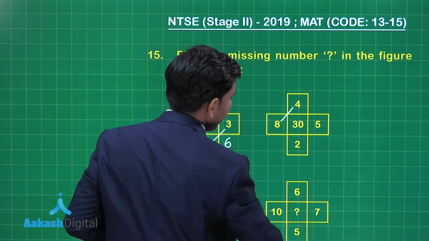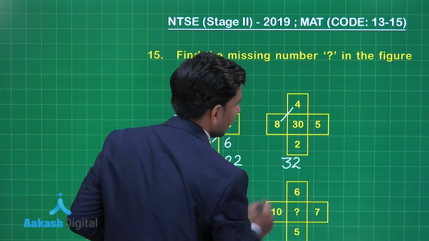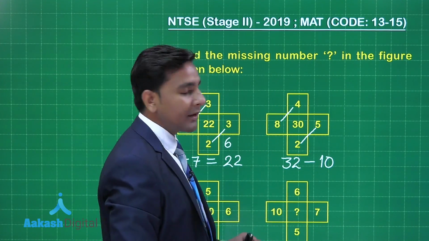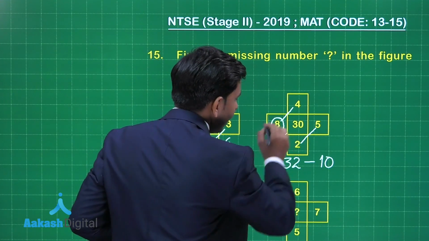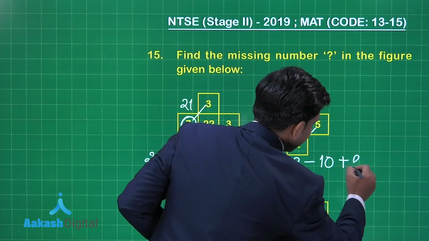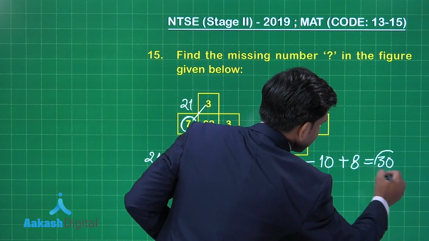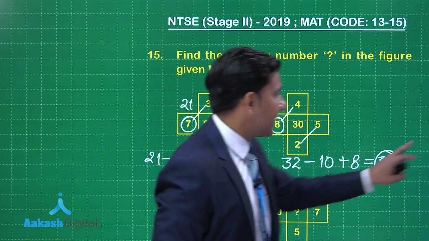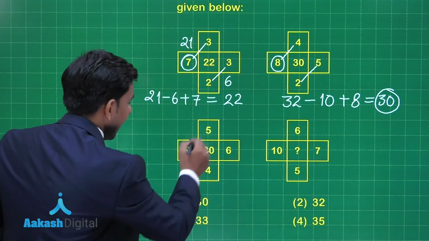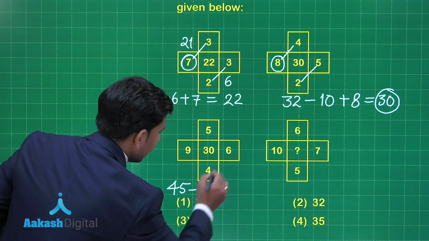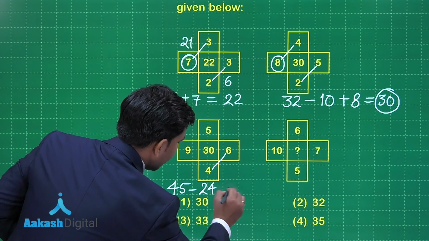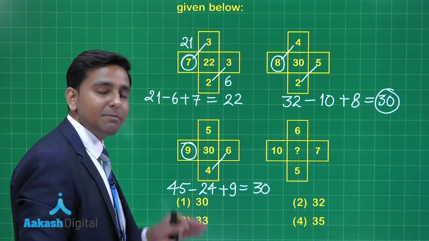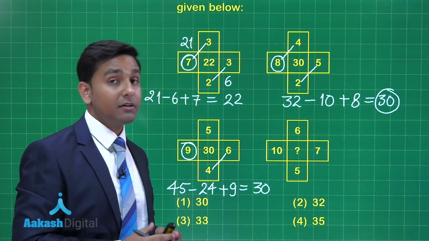8 multiplied by 4, what will we obtain? 32. Then 5 multiplied by 2 will obtain 10. And the difference is 22. And when we add this number 8 to the difference of these two numbers, we obtain the middlemost number, that is 30. So again we are getting the same pattern for figure 2. So this will also be applicable for figure 3. Let's check. 9 into 5, 45, minus 4 into 6, 24, plus this number 9. What will we obtain? 30. That means you can say the pattern is also applicable for figure number 3.